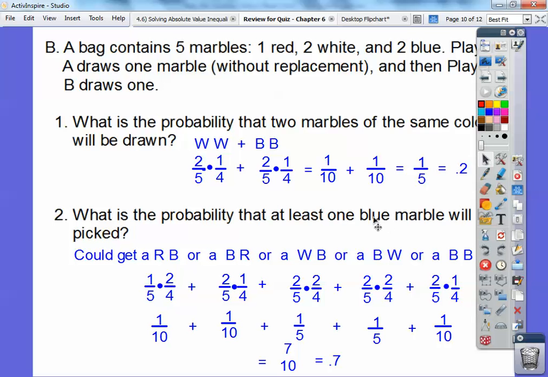Okay, what's the probability that at least one blue marble will be picked? Okay, now a red and a blue is different from a blue and a red because different people are picking them, you guys. So you can get a red blue or blue red. You can get a white blue or blue white, and you can get a blue blue. Okay, at least one blue marble. Okay, so here we go. All those probabilities. Or means addition, and you add them all up, and you get, whoops, there should be a fraction bar right there, 7/10 right there. Okay, and then so it's 0.7.